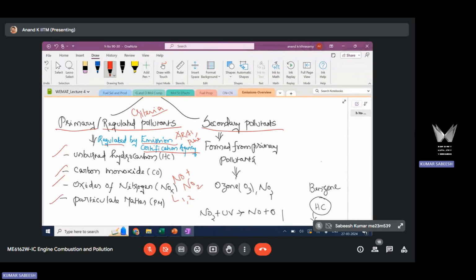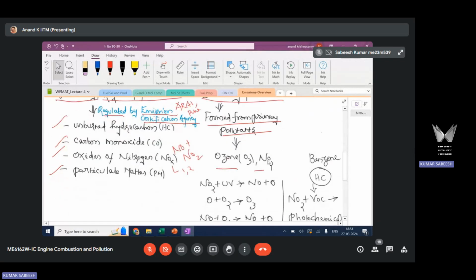These four species emitted from the engine tailpipe are designated as regulated or criteria pollutants because of the various health effects these four species cause. Okay, I'm going to discuss that in the next topic. And the other category of pollutants are secondary pollutants. These pollutants are formed from the primary pollutants. They are primarily ozone and NO2, right?